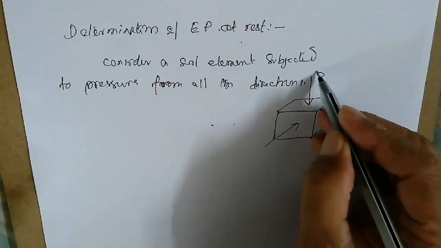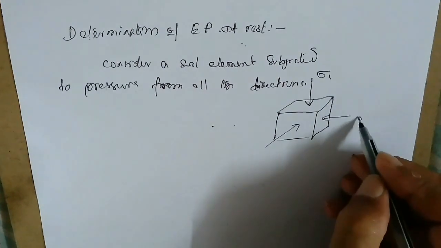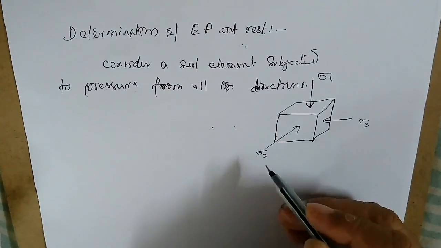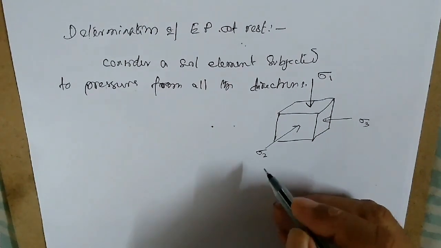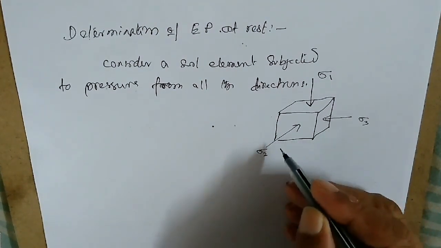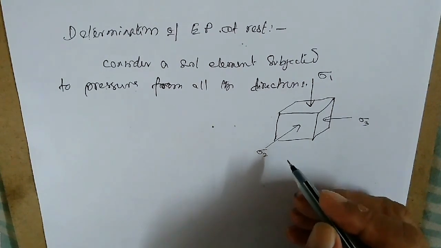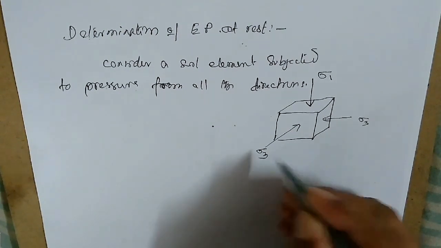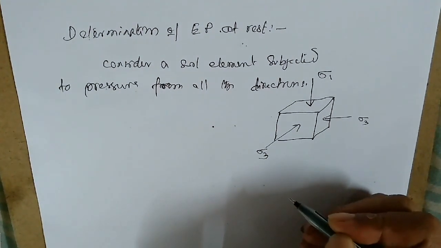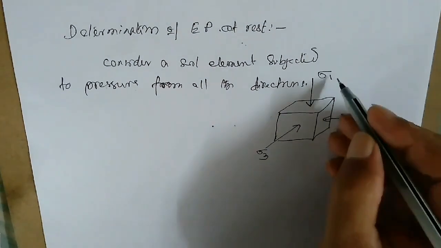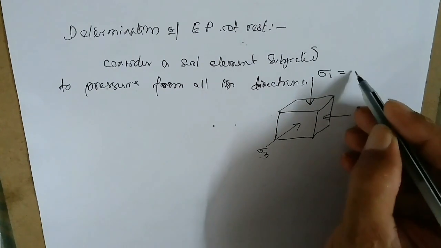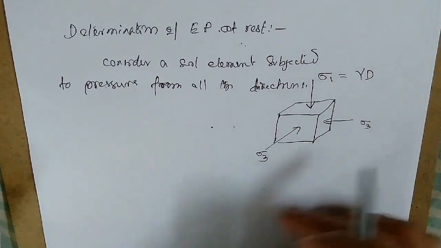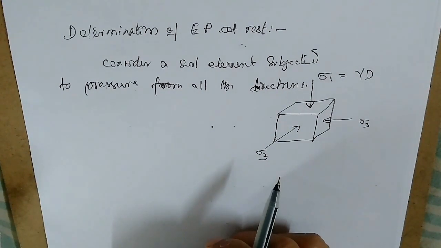Let these forces be sigma 1, sigma 3, sigma 2. But because sigma 2 and sigma 3 both come from the surrounding soil, they are supposed to be equal. So write sigma 3 and sigma 3 both, instead of sigma 2. Whereas sigma 1 comes from the overburden pressure, which is nothing but gamma D, the overburden pressure. Sigma 3 are the surrounding pressures.